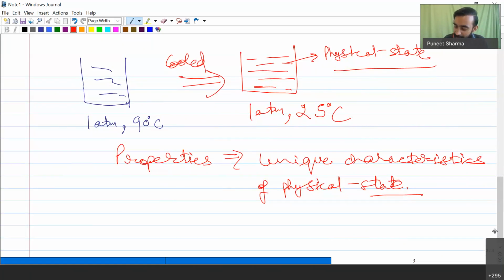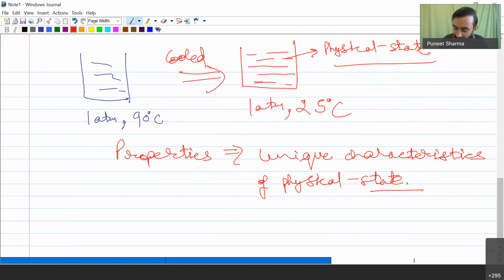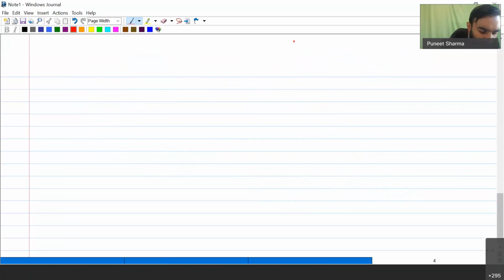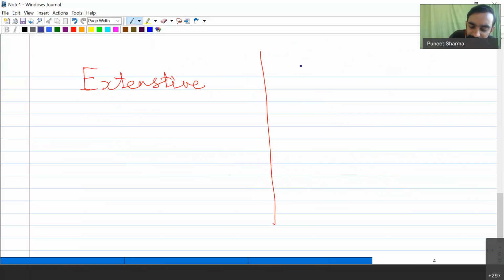Now, while we define the properties, we categorize properties into two different categories. On one side we call them extensive properties, and on the other side I'll be writing intensive properties.